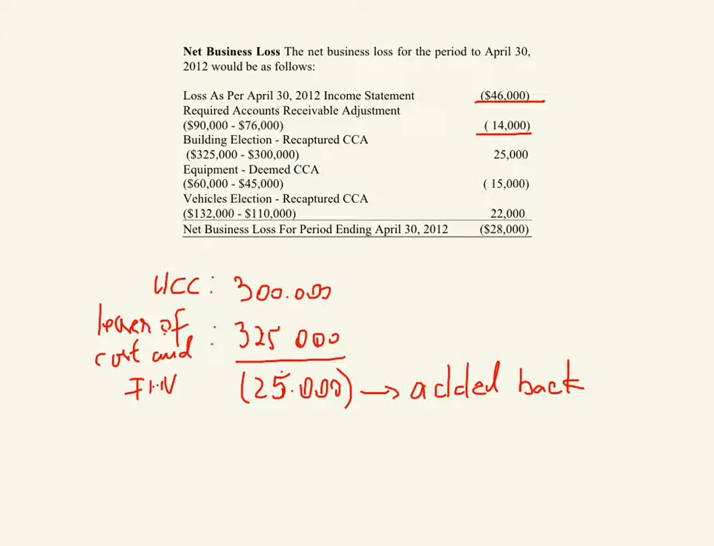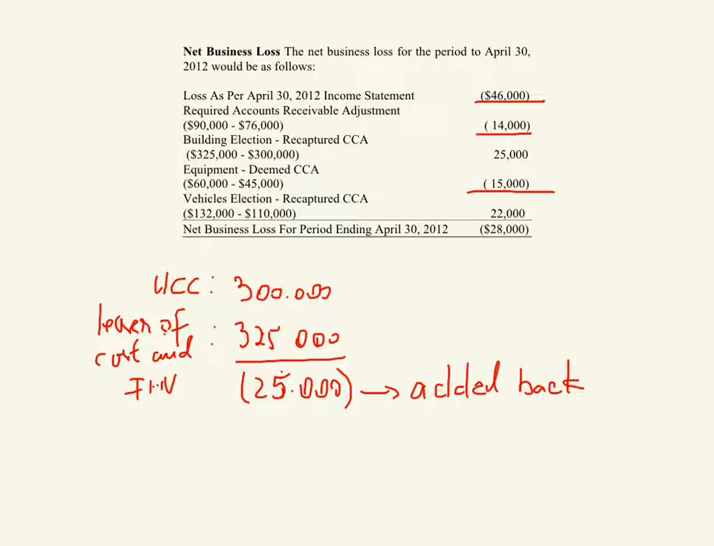A positive 15,000 will look like a terminal loss, but in this case it's going to be treated as a deemed CCA. It's the same treatment that applies for a terminal loss, but it's just called deemed CCA in this specific case, acquisition of control.